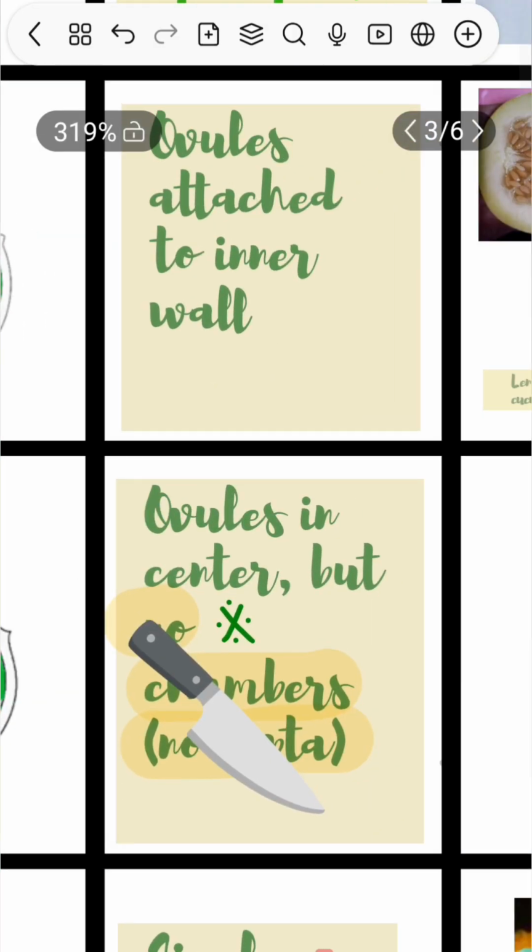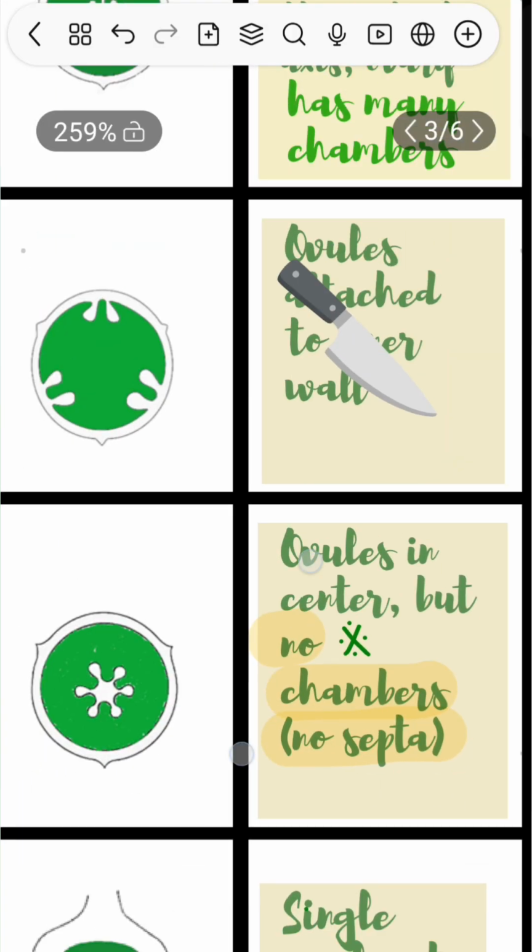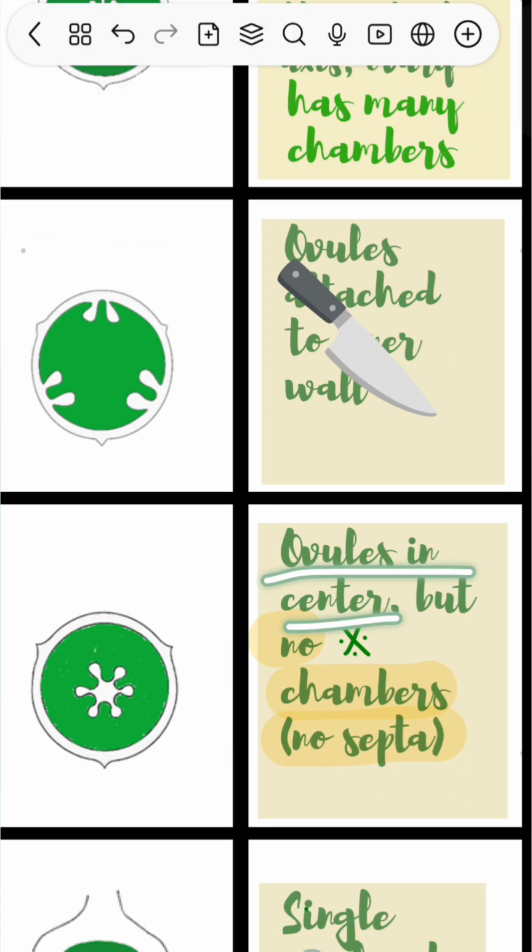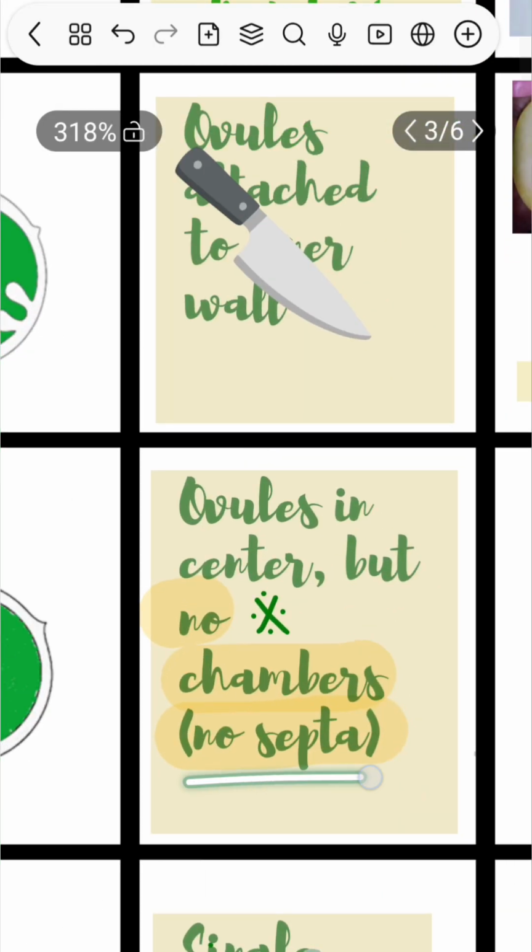Okay, let's study the definition so that you can easily understand. See, ovules are in the center. In the center, like axial, the ovules are present in the center, but there will be no chambers. You can see there is no chamber. It is present freely, so it is free central. No septa are present.